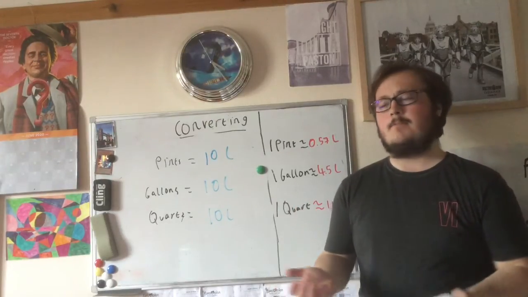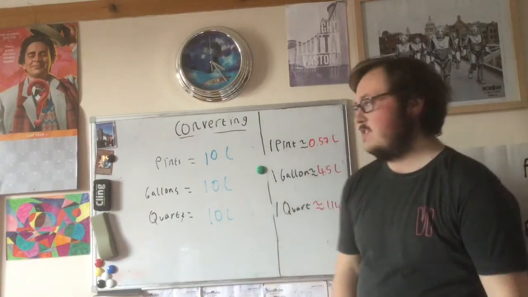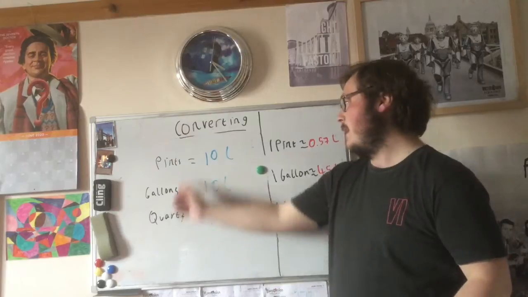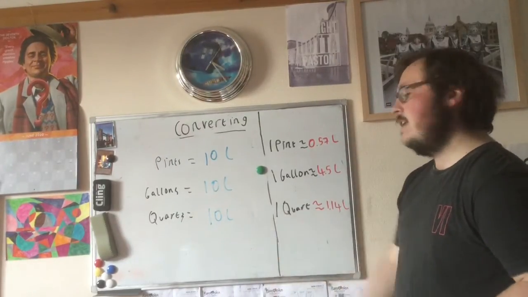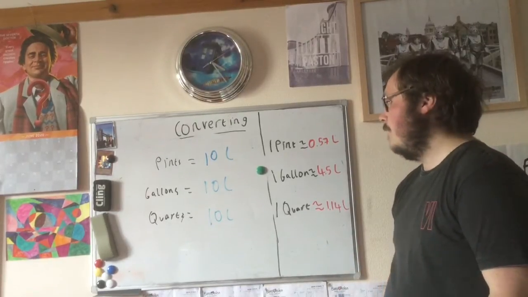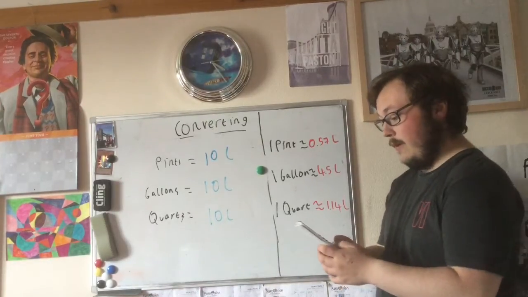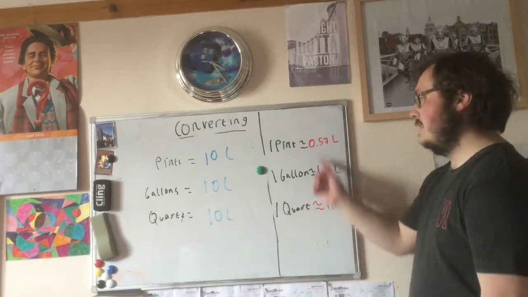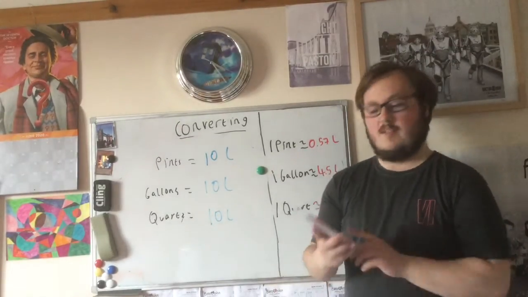Yesterday I was showing you the difference in imperial and metric units for capacity, more specifically litres, gallons, pints, quarts, and the challenge I set you was to find out how many pints, gallons and quarts make up 10 litres. So here's what you do. For the pints one, you divide 10 by 0.57 because 0.57 makes up 1 pint, so we need to find out how many makes up 10.